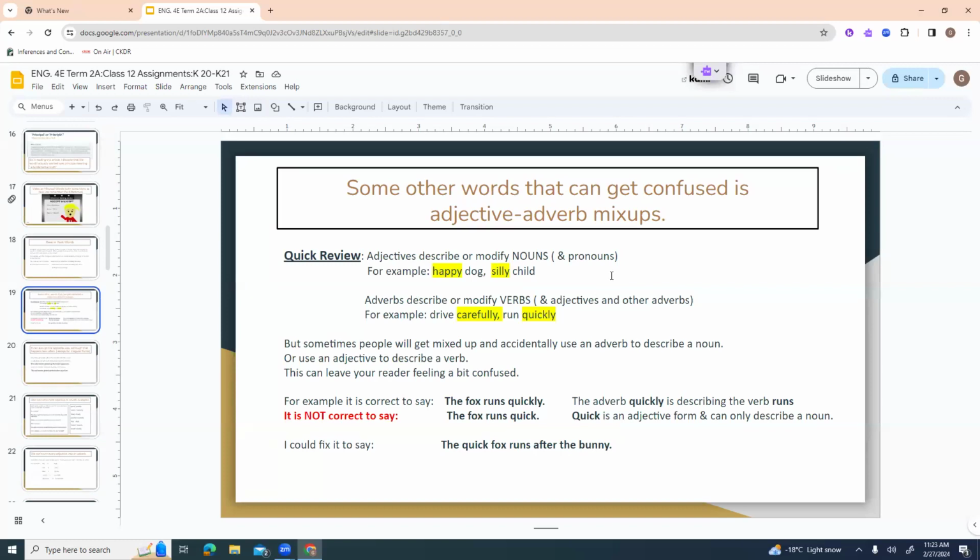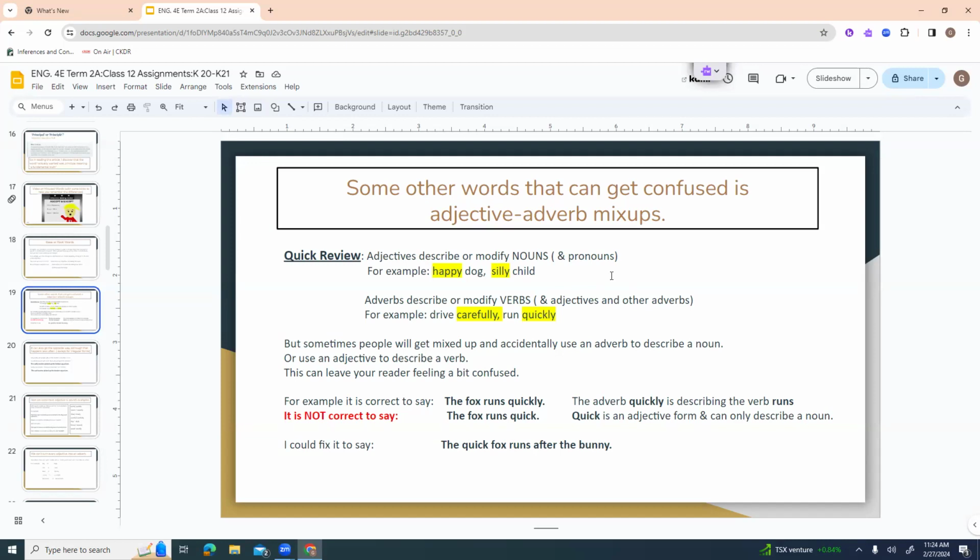All right. So here's what we talked about. Happy dog or silly child are some examples of adjectives describing nouns. Drive carefully or run quickly are some examples of adverbs modifying verbs. Okay. Sometimes, though, people will get mixed up and accidentally use an adverb to describe a noun or use an adjective to describe a verb. And when that happens, it can leave your reader feeling a little bit confused.